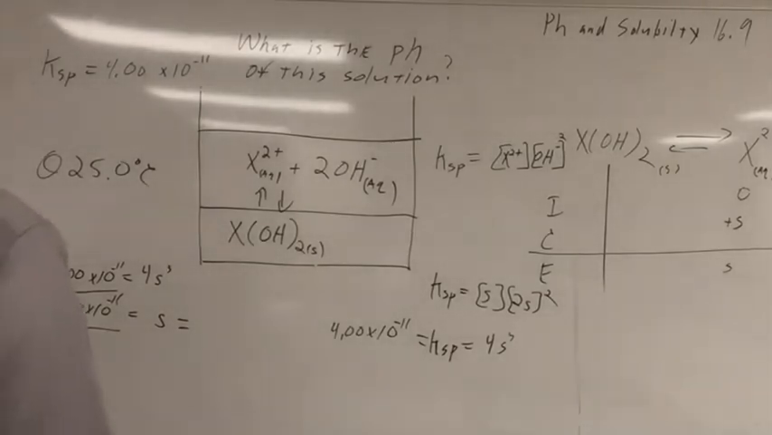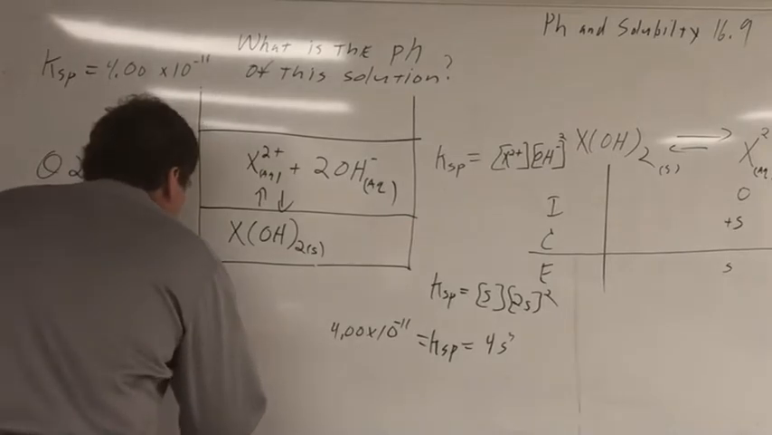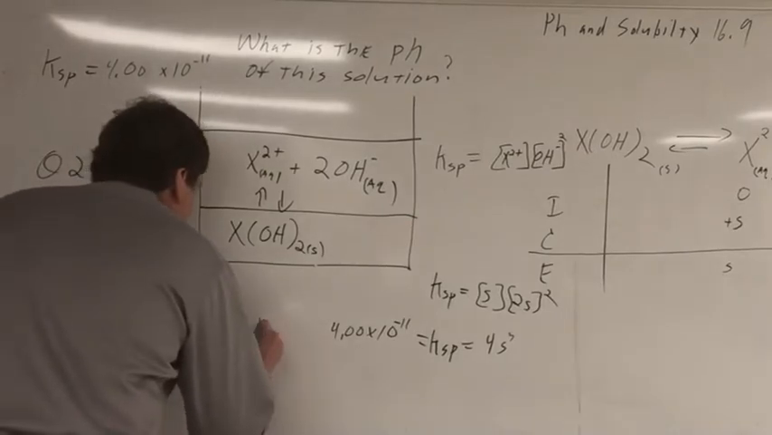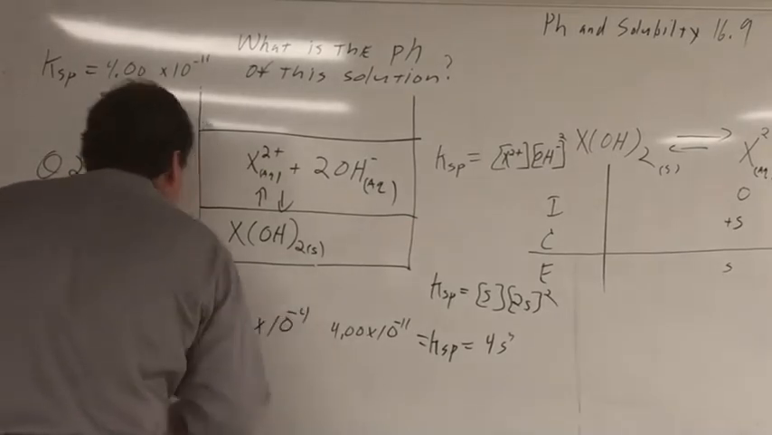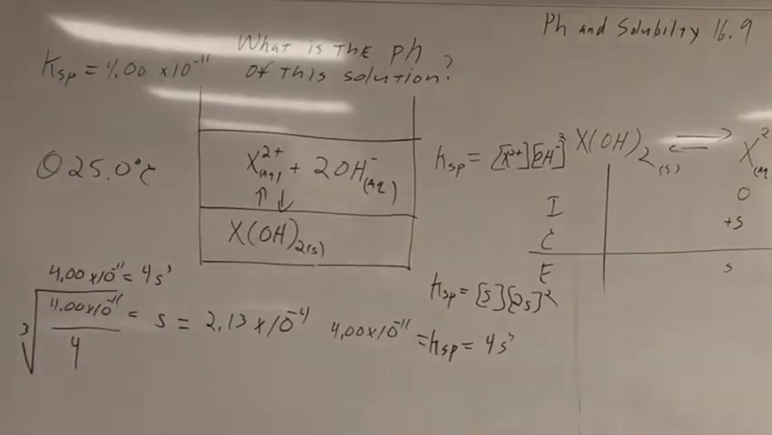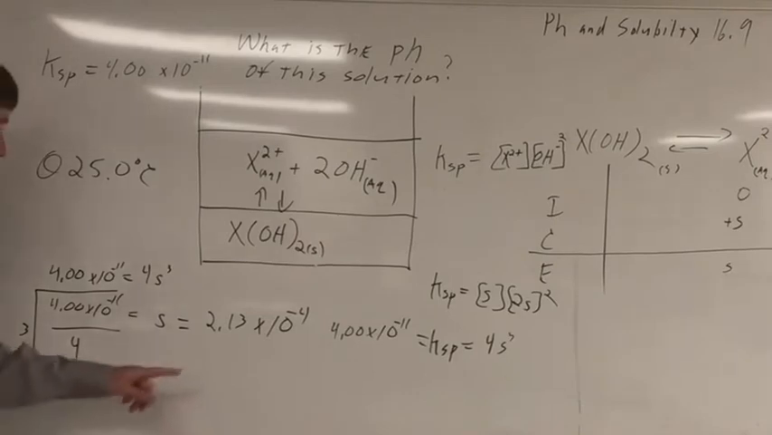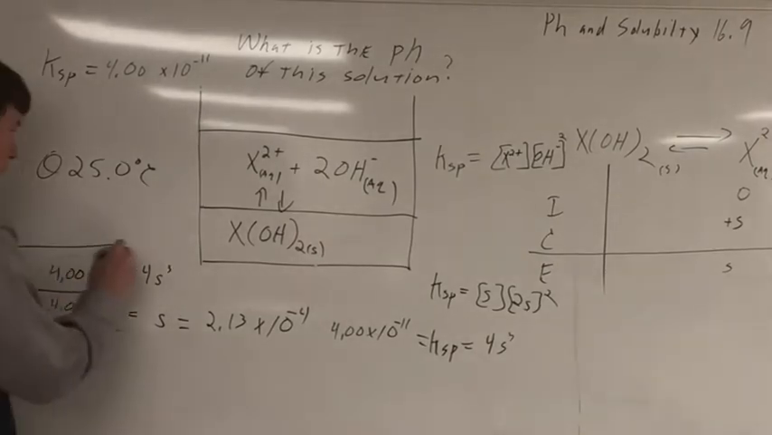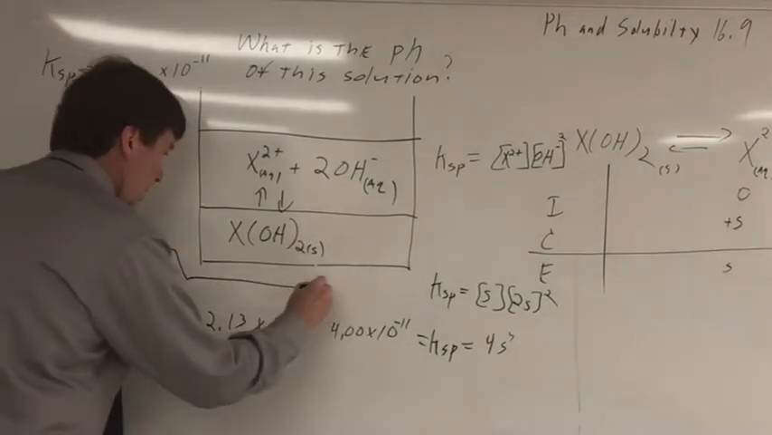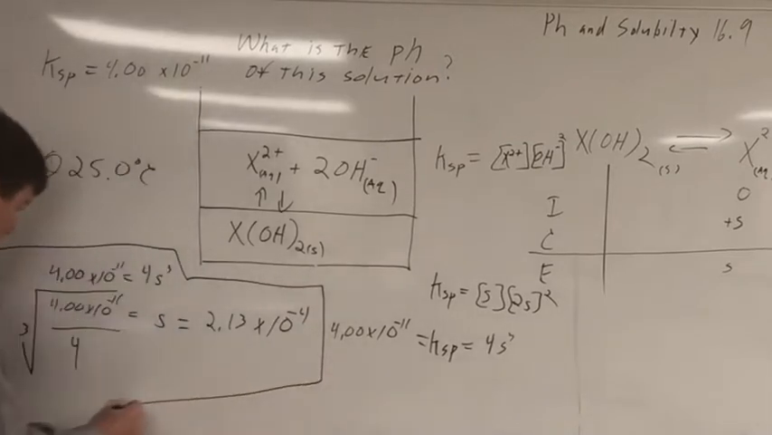So, s is 2.13 times 10 to the negative 4th. Let me just recheck that. And that is our value for s.